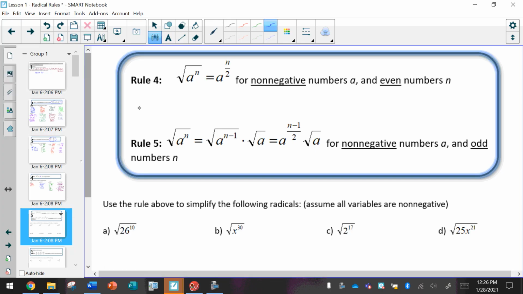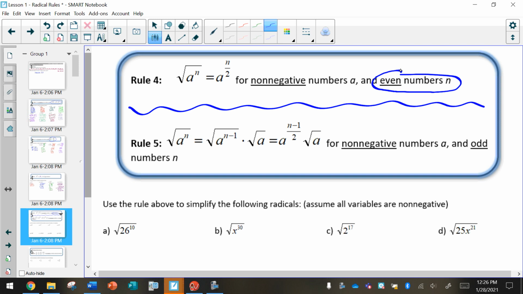If our exponent is an even number, just divide it by 2. Divide the exponent by 2, and it gets written outside of your radical. So all even exponents are perfect squares.